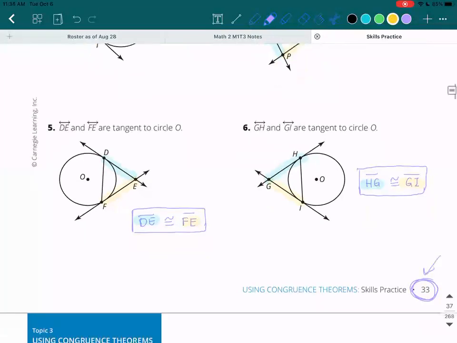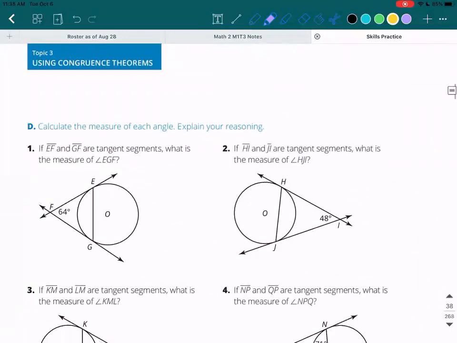Let's go on to the next page, which is page 34 now. So now we're on page 34. Now we're going to calculate the measure of each angle and explain your reasoning. So if EF and GF are tangent segments, what is the measure of angle? I'll do this in green.